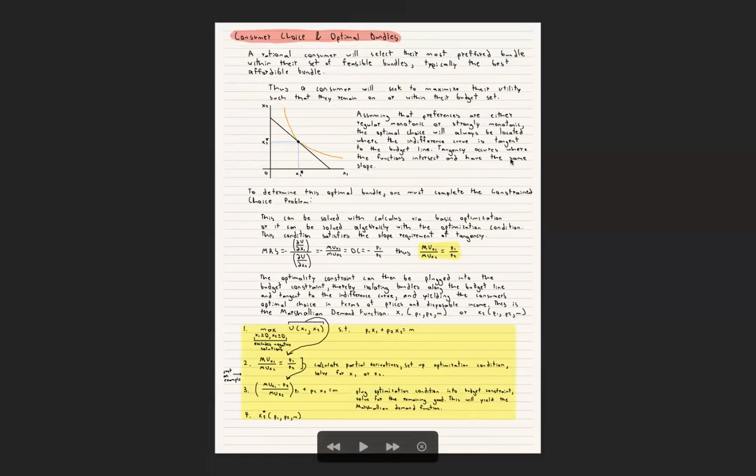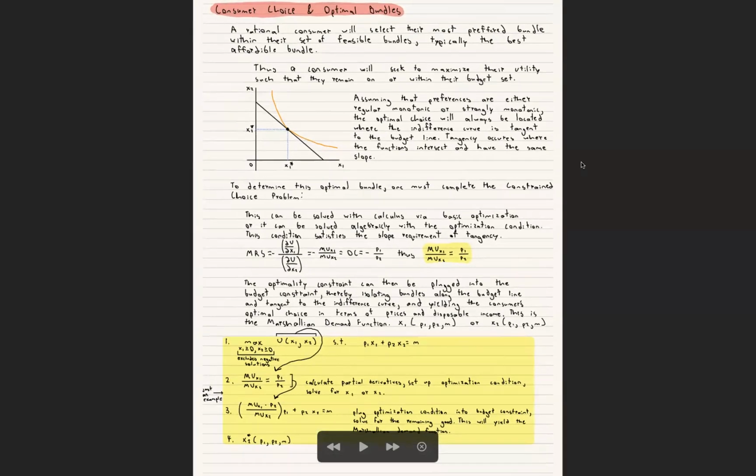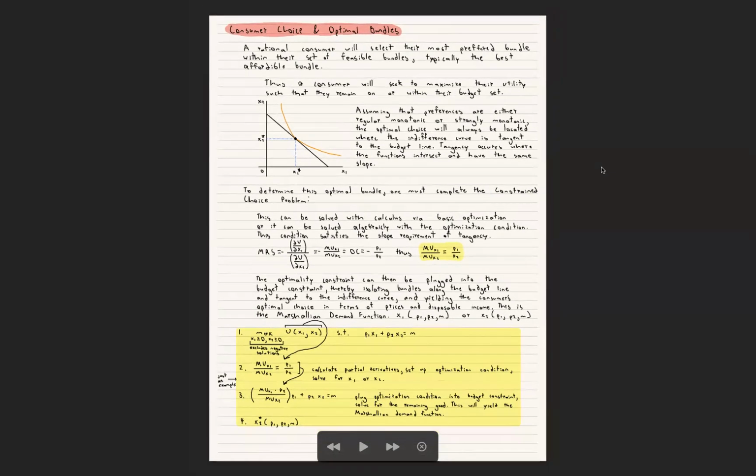Now we'll go a little bit into consumer choice and the optimal choice problem, and optimal bundles. A rational consumer will always select their most preferred bundle within their set of feasible bundles, typically the best affordable bundle. Thus, a consumer will seek to maximize their utility such that they remain on or within their budget set. Assuming that preferences are either monotonic or strongly monotonic, the optimal choice will always be located where the indifference curve is tangent to the budget line.